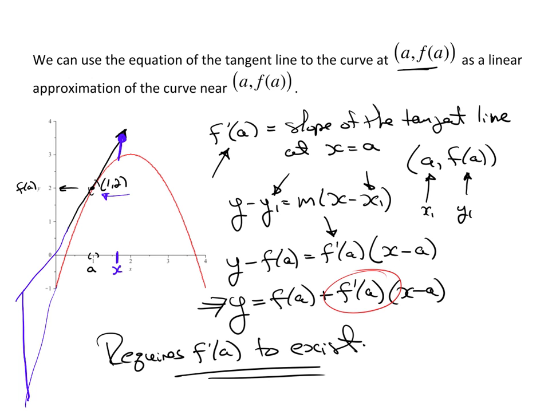So that's the basic idea. In order to do a linear approximation, all we're going to do is find the equation of the tangent line at a point on the curve and then use values on that tangent line to approximate the curve near the known point. Again, as we get farther and farther away from that known point, my approximation is going to start falling apart on me.